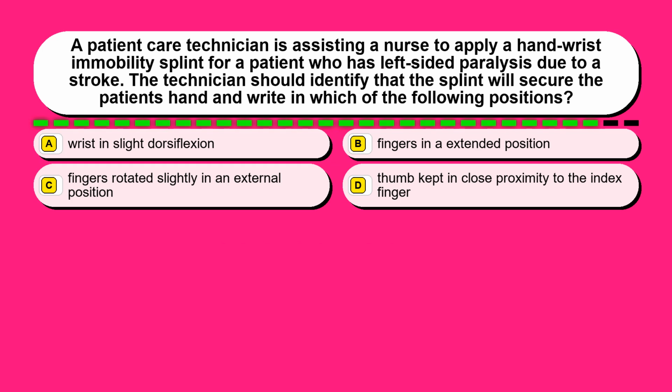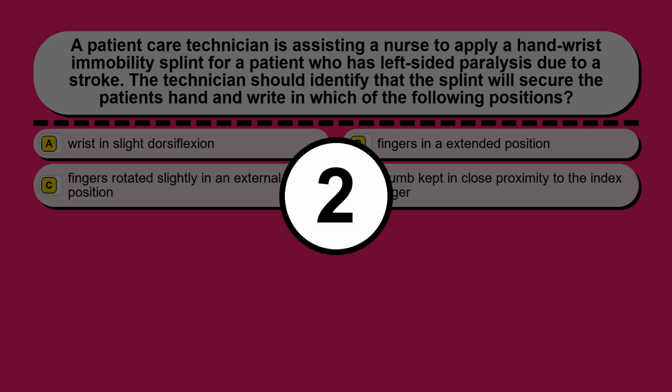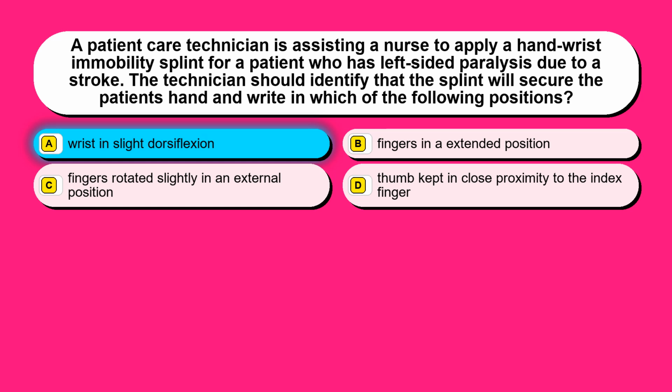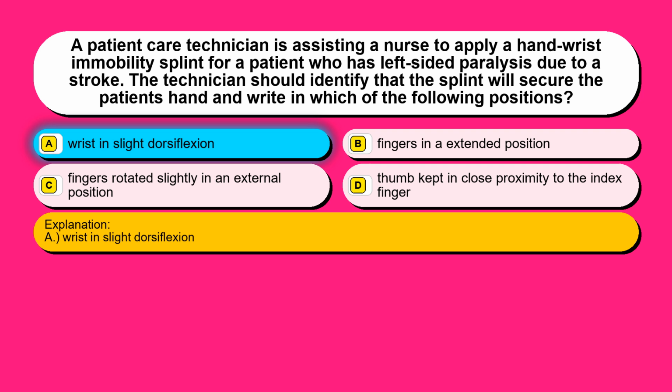Question 1. A patient care technician is assisting a nurse to apply a hand-wrist immobility splint for a patient who has left-sided paralysis due to a stroke. The technician should identify that the splint will secure the patient's hand and wrist in which of the following positions? Option A, wrist in slight dorsiflexion. Option B, fingers in an extended position. Option C, fingers rotated slightly in an external position. Option D, thumb kept in close proximity to the index finger. The correct answer is option A, wrist in slight dorsiflexion.